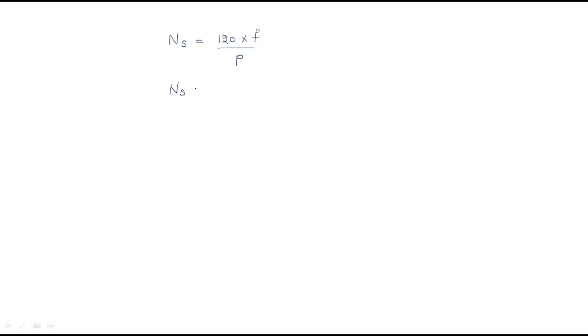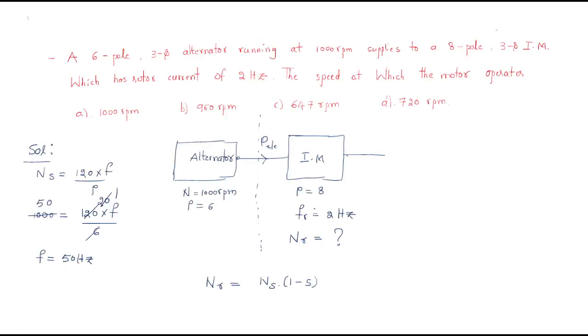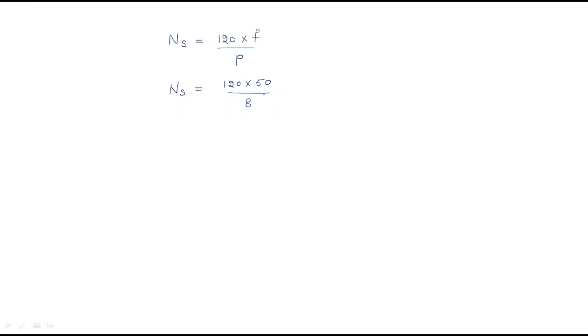From this, for the induction motor, we can find out the synchronous speed, which is 120 times 50 by the number of poles, which is 8. So by using that we can find out the speed, which is 750 rpm. This is the 750 rpm. So we are getting the speed.